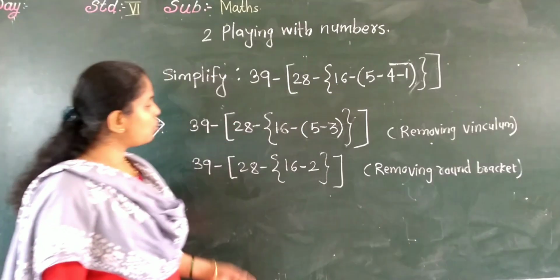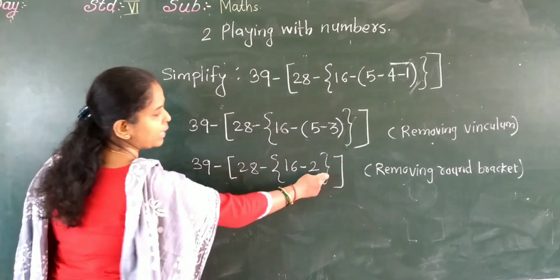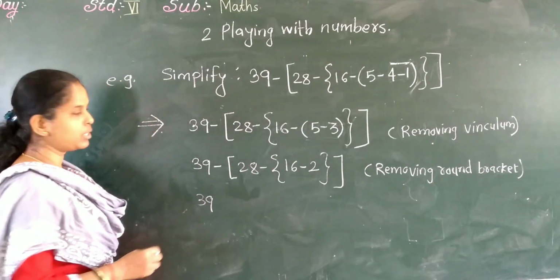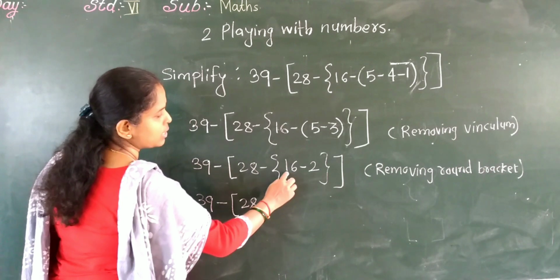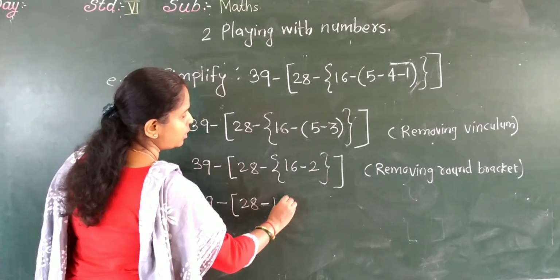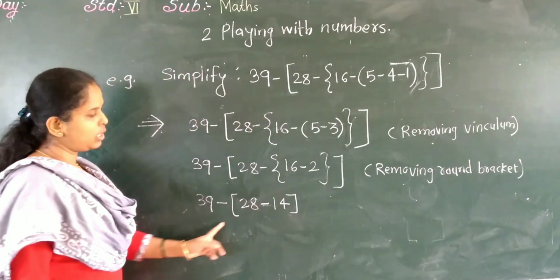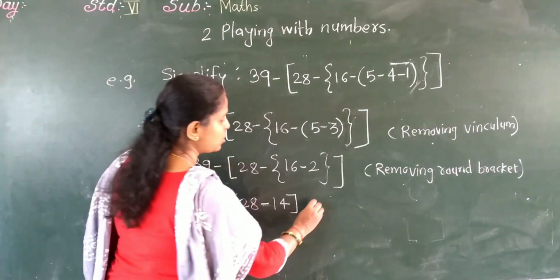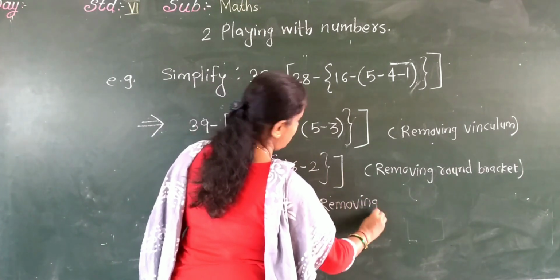Next. Now which bracket do we have to remove? We have to remove the curly bracket. This operation we have to solve first. So 39 minus 28 minus, 16 minus 2 is 14. Now this bracket will go, we don't have to write it. Only the square bracket will be there. So here, removing the curly bracket.